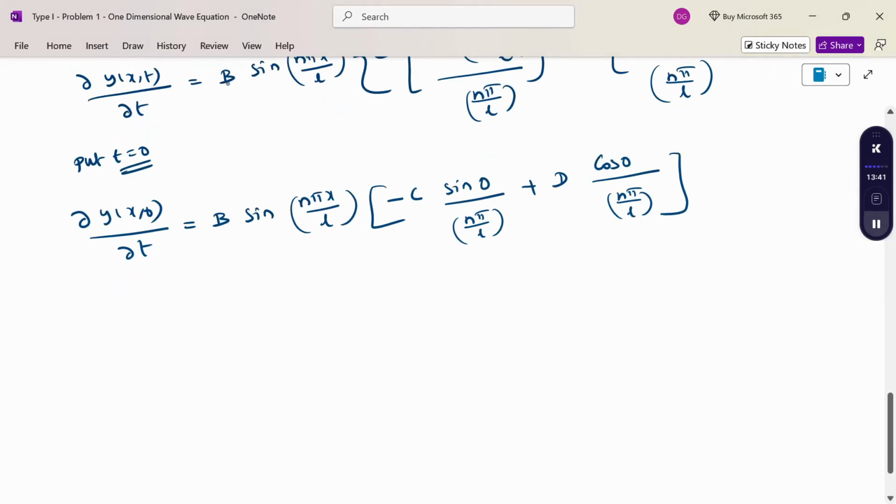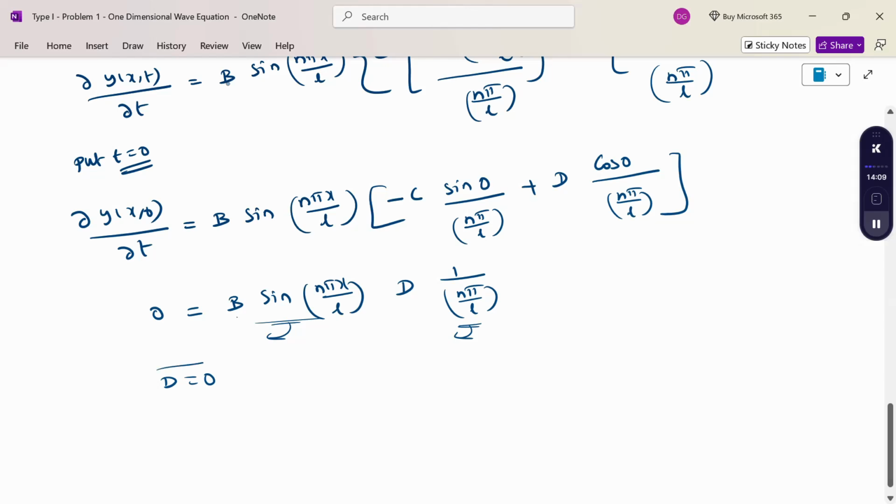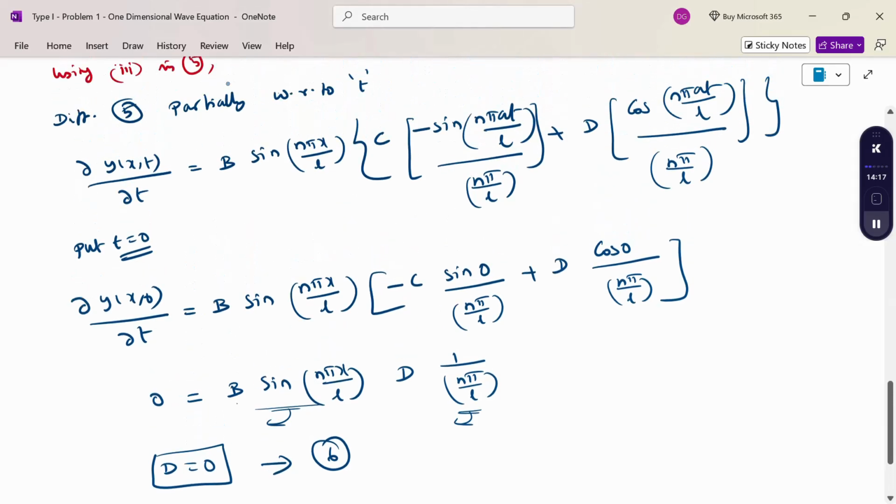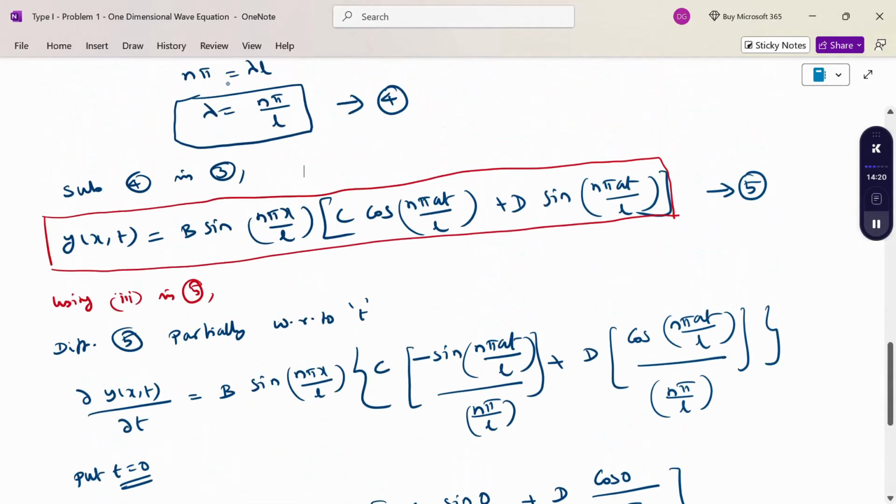Then the left hand side, third condition, initial velocity is 0. Therefore 0 equals b sin(n pi x by L) times c term 0, d into 1 times n pi a by L. From this, b is non-zero, so I take the left hand side, d equal to 0. Now I consider this as equation number 6. This 6 I substitute in the previous equation.